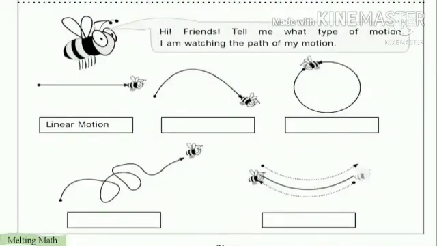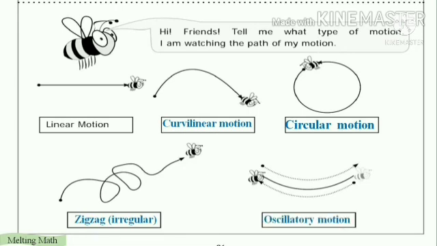Next, we see the picture. The honeybee moves across the line. Some motion: first one is linear motion, straight line forward. Second one, curvilinear motion. Third one, round shape, so circular motion. Next one, zigzag or irregular motion. The last one, moving forward and back, so this one is oscillatory motion.